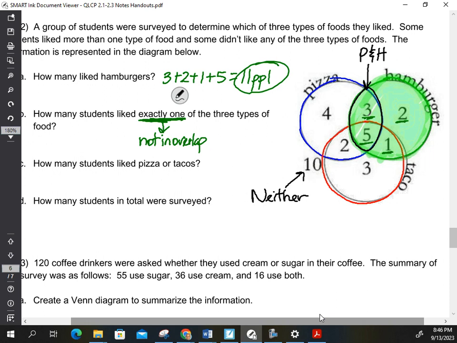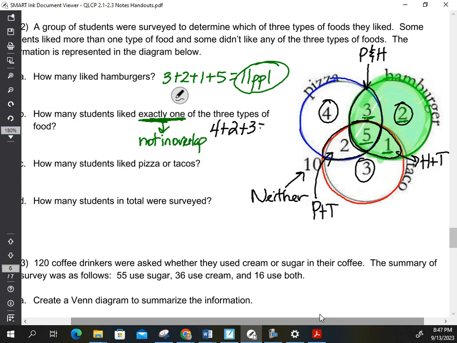P and H. It's hamburgers with tacos, and you've got pizza with tacos. So that means you're looking for numbers that are not in overlapping spaces. So that's 4, 2, and 3. So 4 plus 2 plus 3 gives you 9. 9 people. So 9 people there.